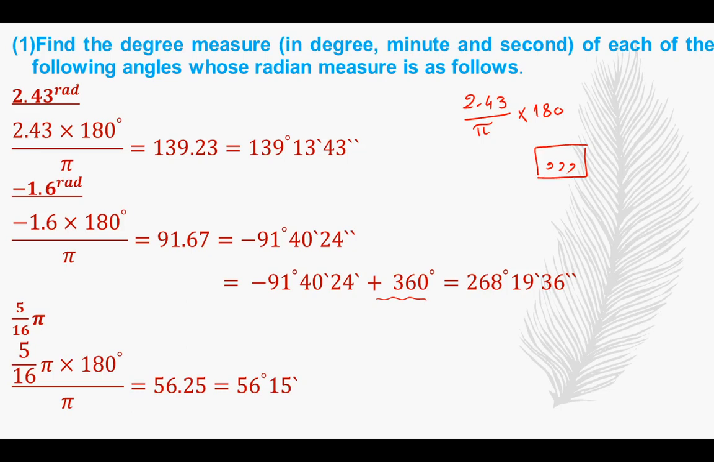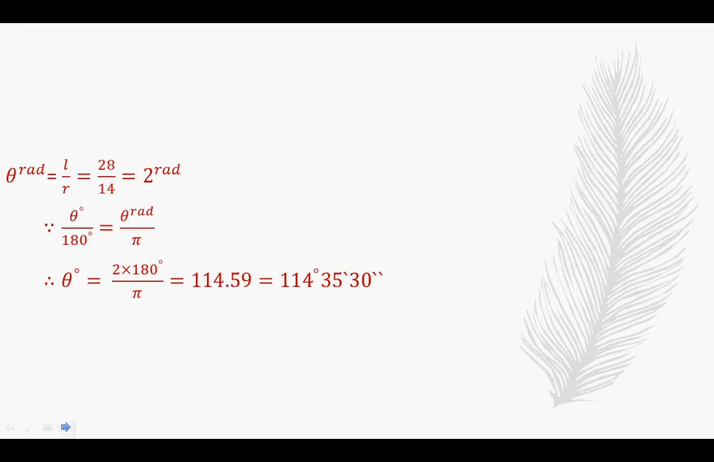The last one, 5 over 16 pi. We want to change it from radian measure to degree measure. So it will be 5 over 16 pi multiplied by 180 over pi, and by using your calculator it will be 56 degrees and 15 minutes. Okay, let's go to another idea.